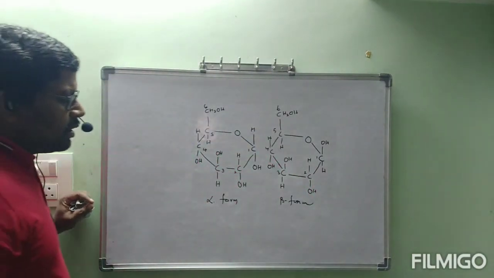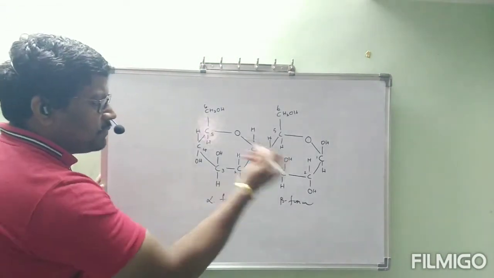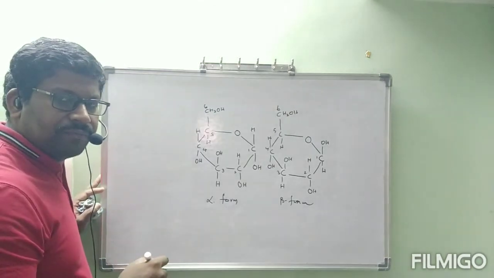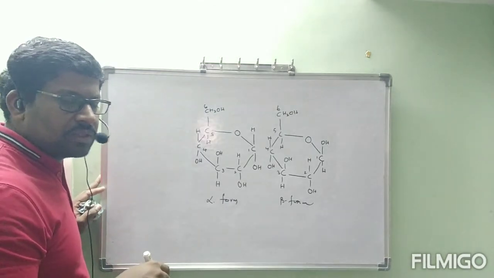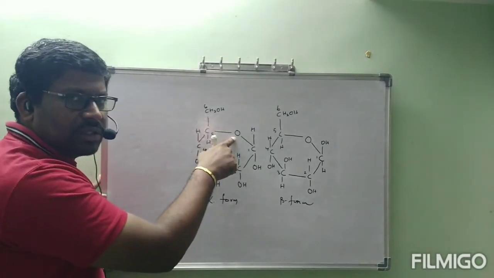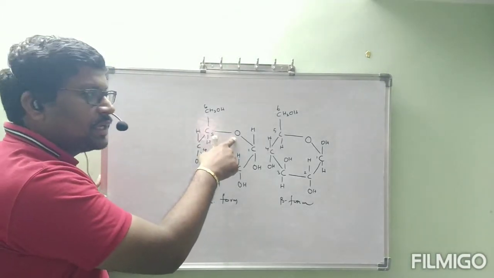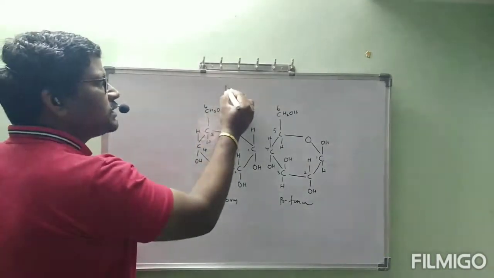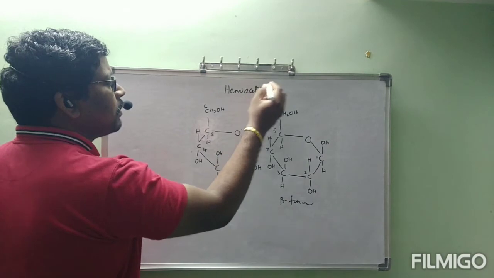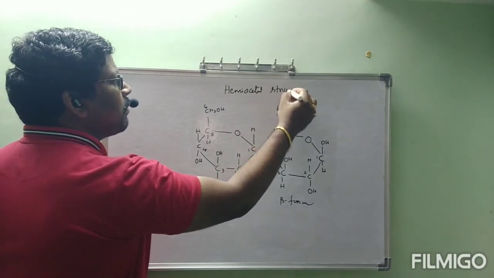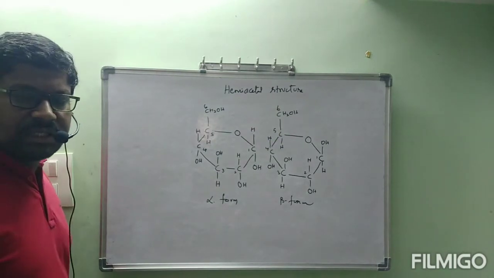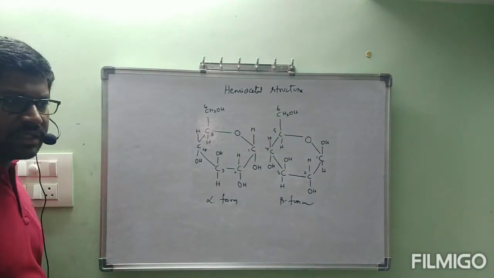Now, alpha form and beta form. These two forms of glucose form a closed structure with oxygen involving a ring. This is called the hemiacetal structure. What is that? Hemiacetal structure. Sir, what is this hemiacetal structure?